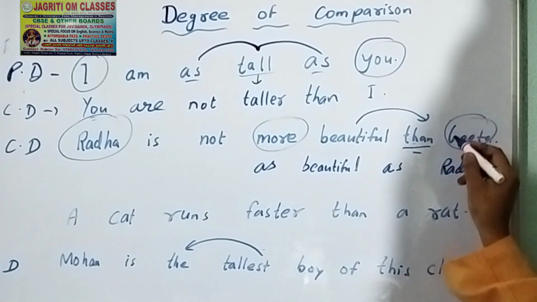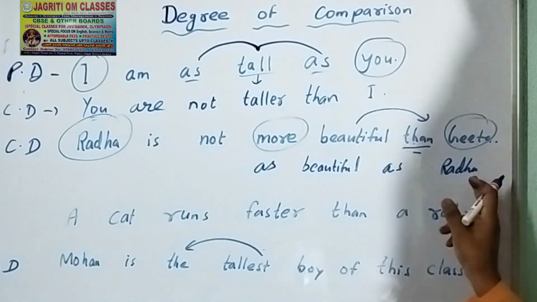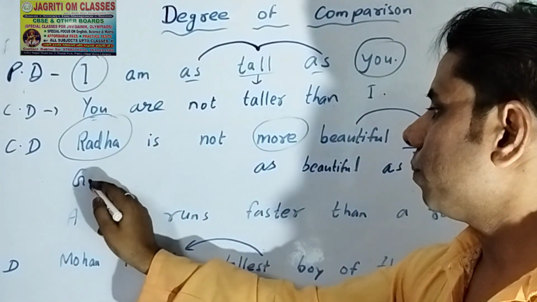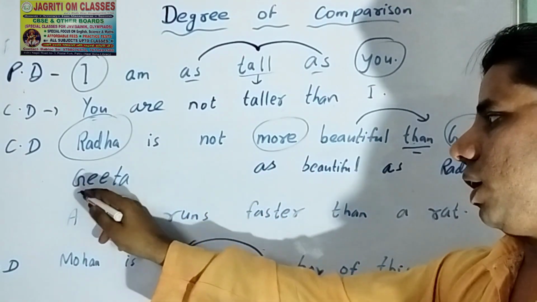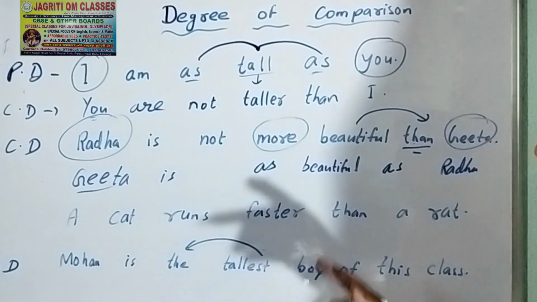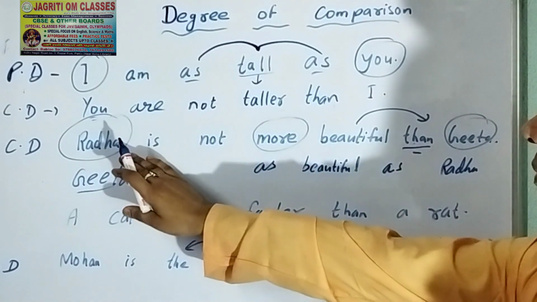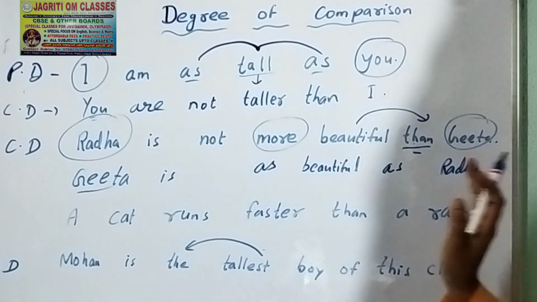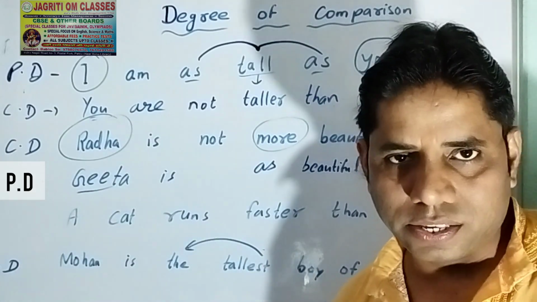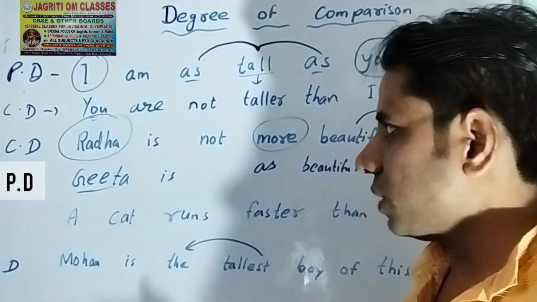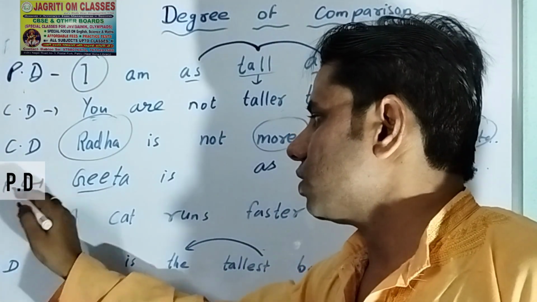And after that, I have told you that the object will come at the place of subject, and the subject will come at the place of object. So you should use here Geeta. According to is, am, are, you should use is according to the subject. Here a negative sentence is given, so we should remove this not from here. So the sentence is Radha is not more beautiful than Geeta, that means Geeta is as beautiful as Radha. The meaning will not be changed, it will be the same, because this type of sentence is known as a transformation of the sentence. You can say that this is changed into positive degree.